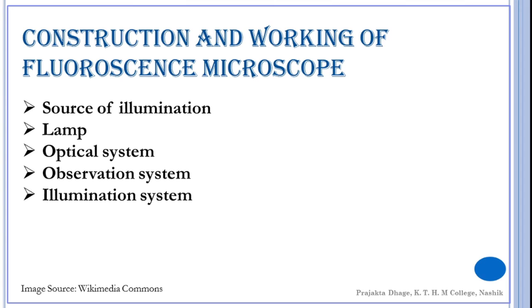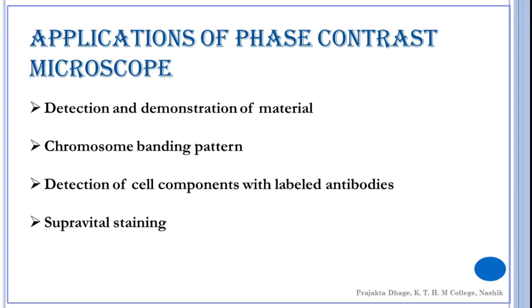Now, this was all about the construction and working of the fluorescent microscope. Now, we will move on to the applications of the fluorescent microscope. The first application is that the fluorescent microscope is used for detection and demonstration of materials like nucleic acids, proteins, carbohydrates, chlorophyll, etc., which are in extremely low concentrations. It can even detect fluorescent particles of submicroscopic sizes.